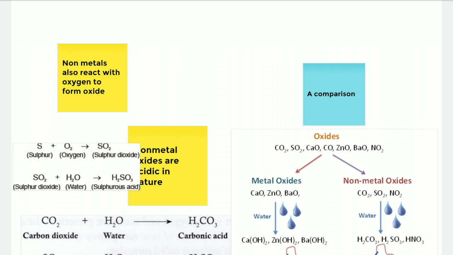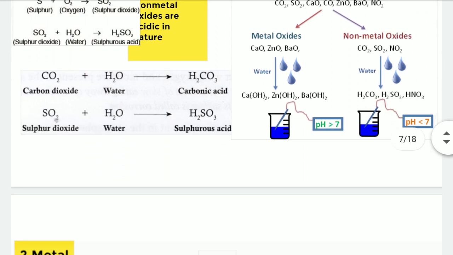In a similar manner, carbon dioxide, which is a non-metal oxide, will react with water and give the acid carbonic acid, H2CO3. So, when we compare the property of metal oxide and non-metal oxide, what can we say? Metal oxides are basic in nature, non-metal oxides are acidic in nature.